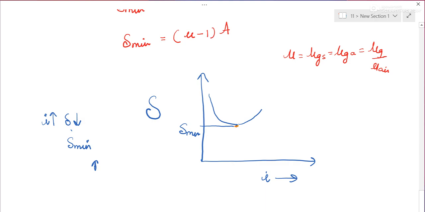So you already know that at minimum angle of deviation, the value of angle of incidence is I1 is equal to I2. Okay, and what is the value of minimum deviation? It is A plus del minimum is equal to 2I. This is not to be written, the graph is to be drawn.